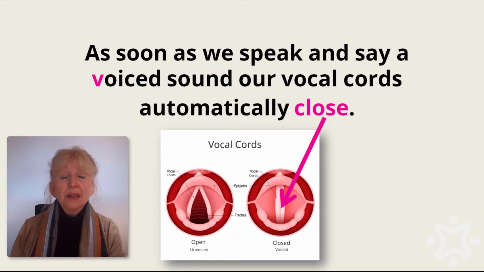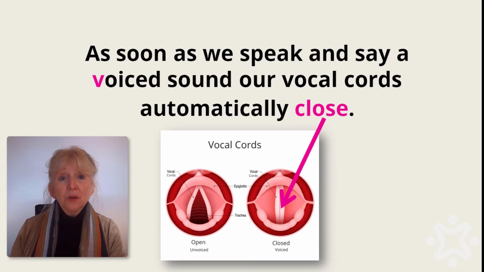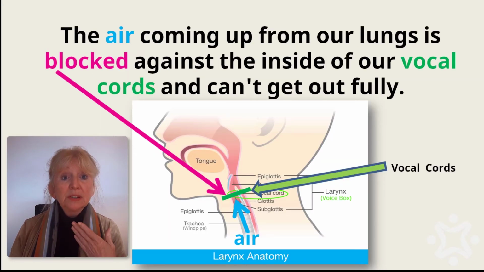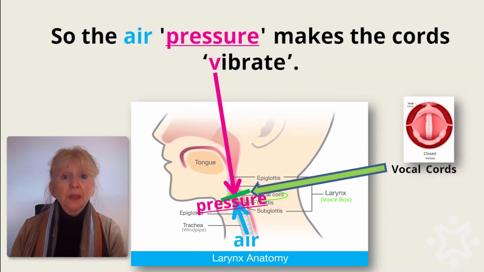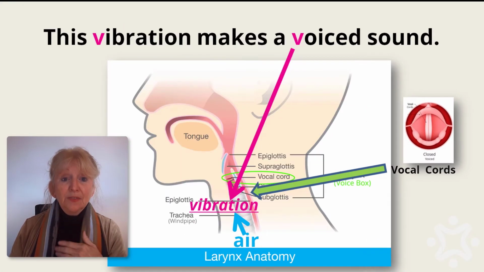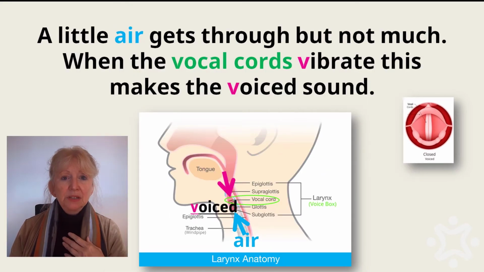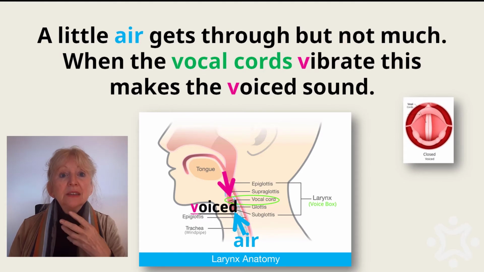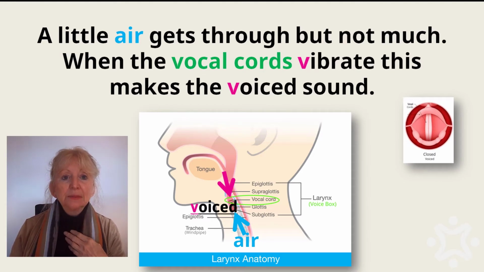Here is a closer look at voiced and unvoiced sounds. First, voiced sounds. As soon as we speak and say a voiced sound, our vocal cords automatically close. The air coming up from our lungs is blocked against the inside of our vocal cords and can't get out fully. So the air pressure makes the cords vibrate. This vibration makes a voiced sound. A little air gets through, but not much. When the vocal cords vibrate, this is what makes the voiced sound.